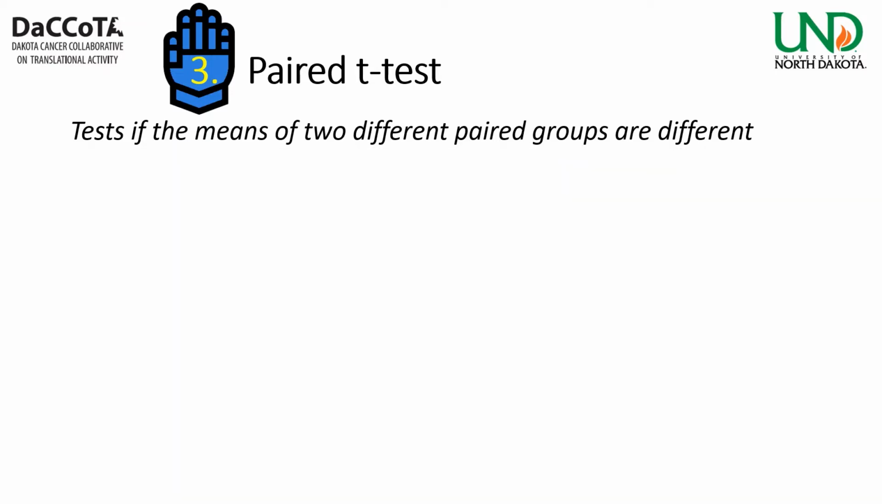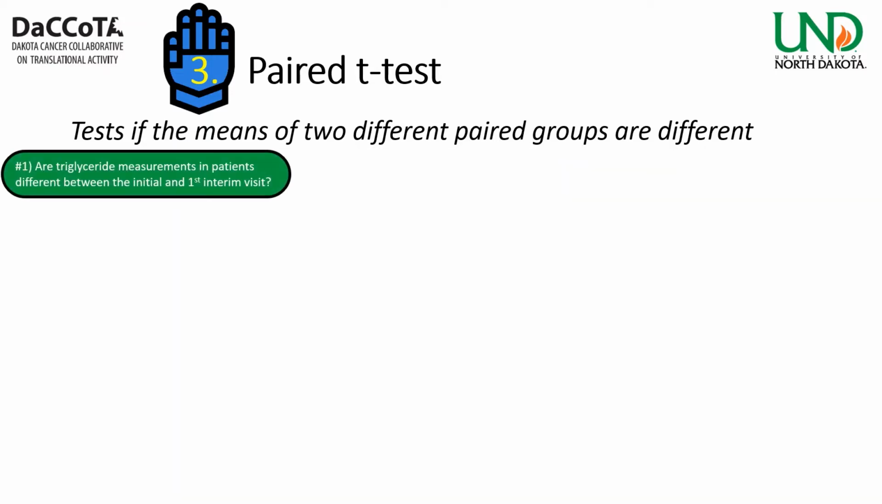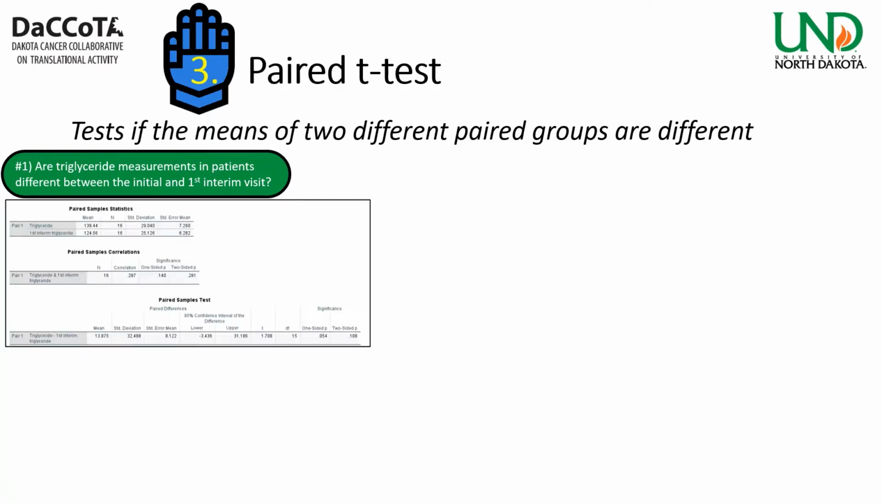Let's get to our examples. So we've been talking about triglycerides, so let's jump into that. Are our triglyceride measurements in patients different between the initial and the first interim visit? So let's look here. Looks like there might be a difference, 38 and 24.